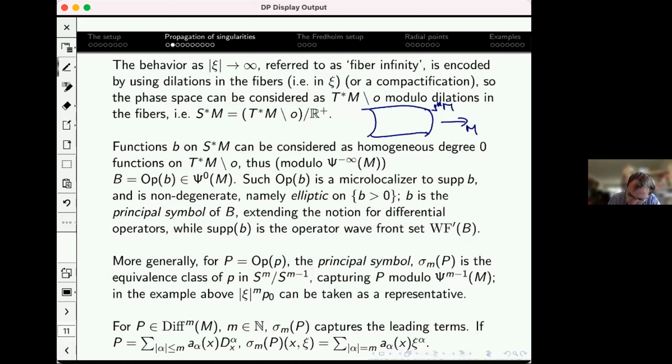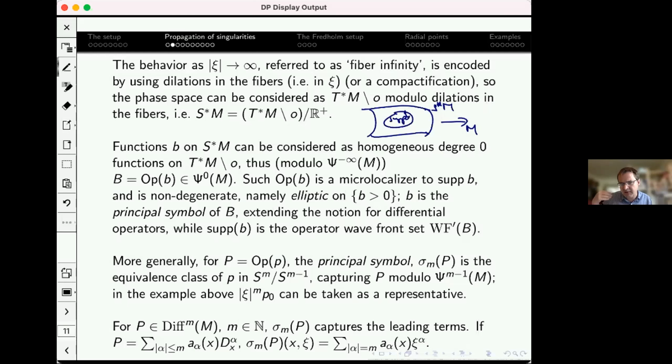So maybe this is the support of b, like a bump function sitting there, and you think of the corresponding operator capital B as a microlocalizer to this region. It annihilates everything outside this closed set, the support of b, and is non-degenerate, so invertible in a sense, where this function b is strictly positive, or non-zero for that matter.